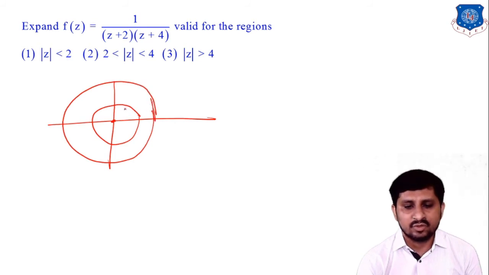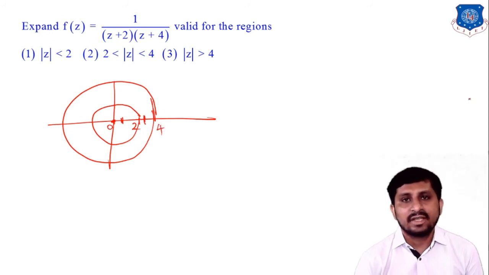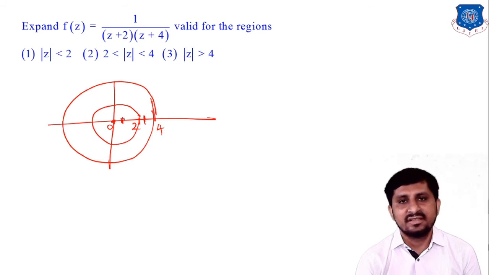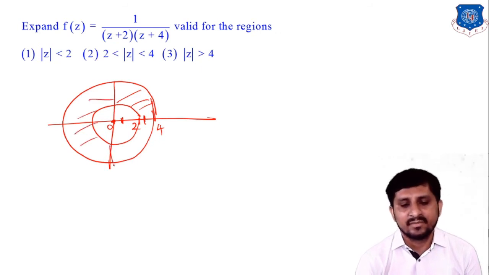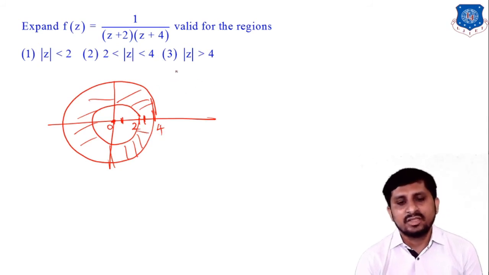Approximately this is my center 0, 0. So this is the center 0 with radius 2, then this is radius 4, the second circle with radius 4 and center 0, 0. The first region is the inside portion of the small circle. The second region is the annular portion, right? The concentric region between these two circles, and the third portion is outside the bigger circle.